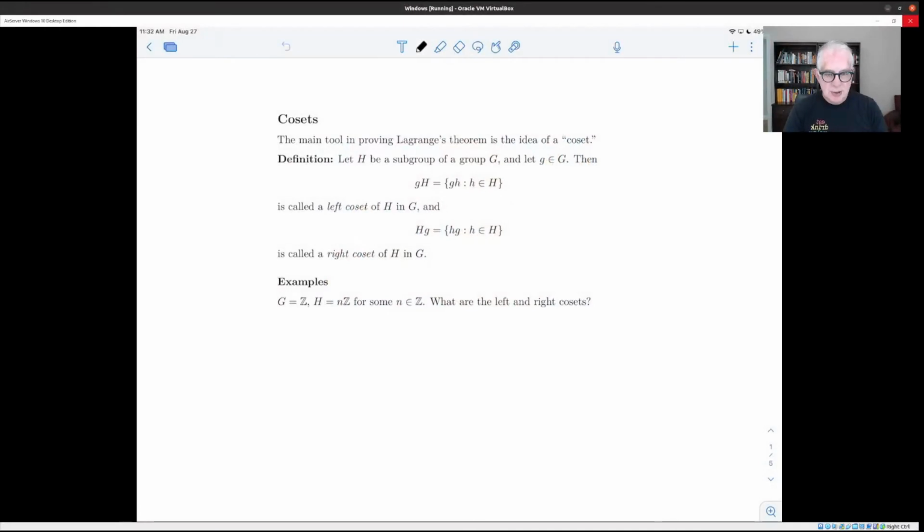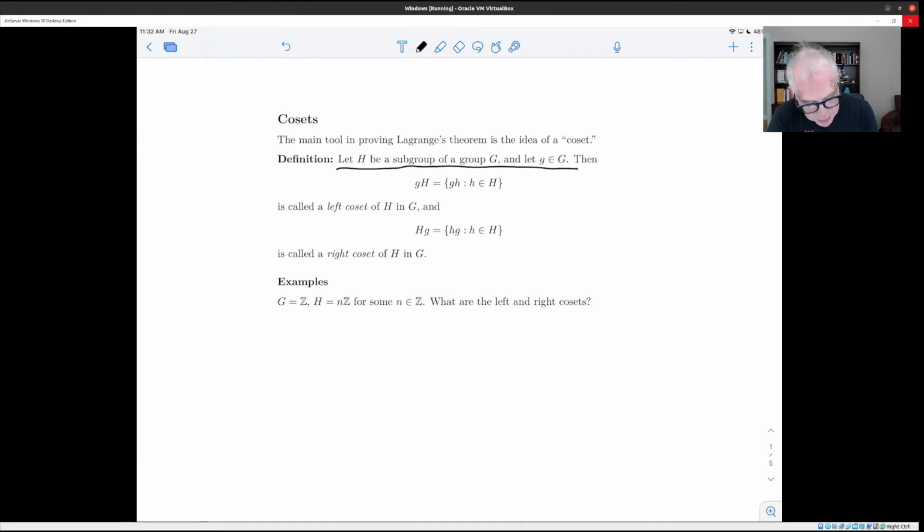Okay, so what's a coset? A coset is constructed out of a subgroup in the following way. Suppose we have a subgroup of a group G. It doesn't have to be finite in this case. These ideas of cosets work even for general groups. It's only when we start counting them that we're going to care if the groups are finite.